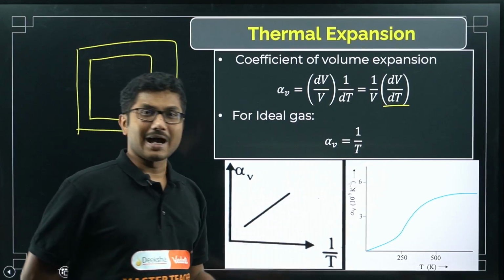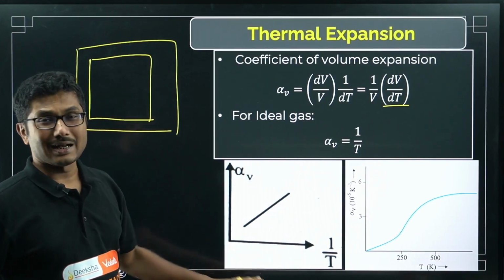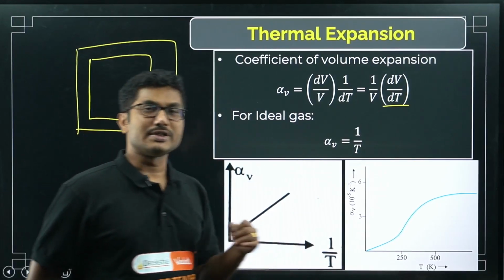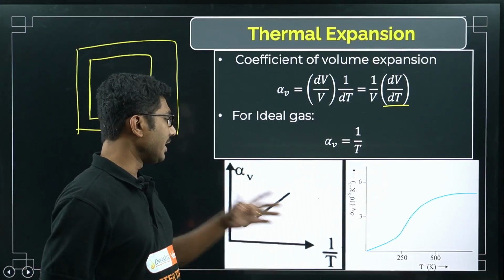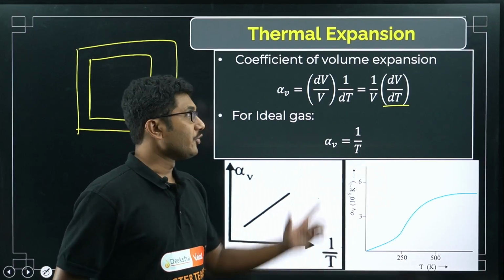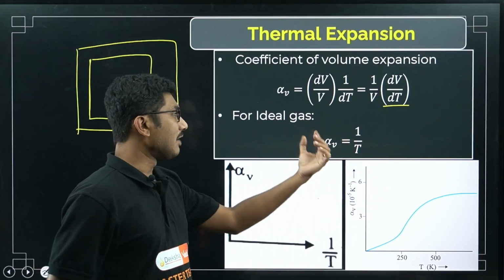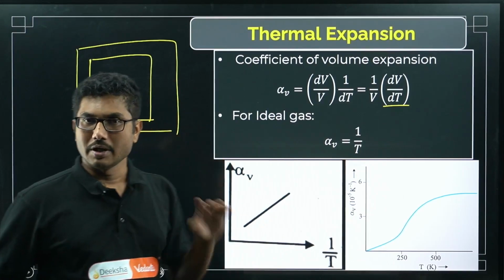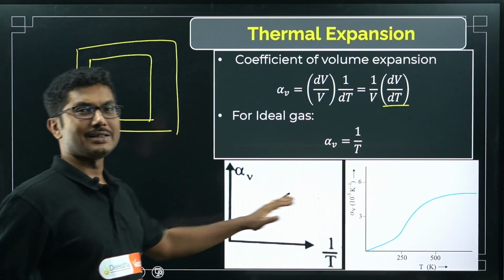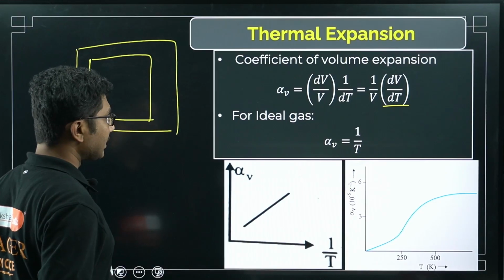Now, this is the graph, and this diagram is taken from one of your previous year question papers. They asked what is the relationship between alpha V and temperature for an ideal gas. If you know this relationship, you know that alpha V is directly proportional to 1 by T, so it will be a straight line graph like this. It is not a curve, so you can answer this question.